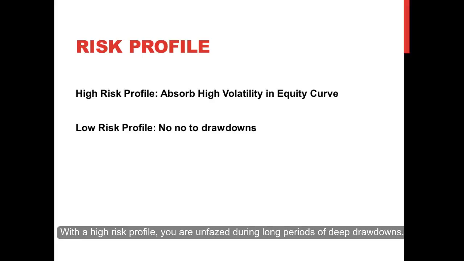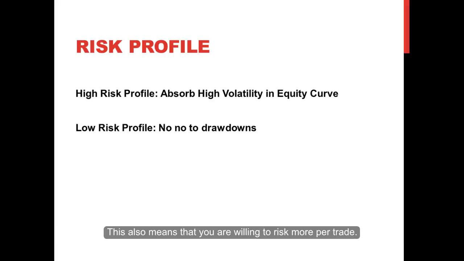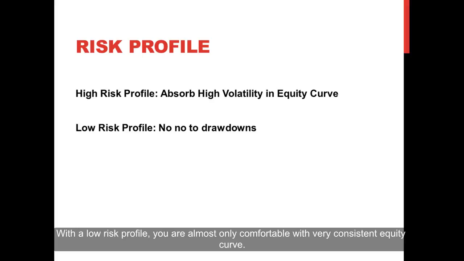With a high risk profile, you are unfazed during long periods of deep drawdowns. This also means that you are willing to risk more per trade. With a low risk profile, you're comfortable with strategies with a consistent equity curve. Even though having a consistent, consistently upward sloping equity curve is ideal, this is rather difficult to achieve.